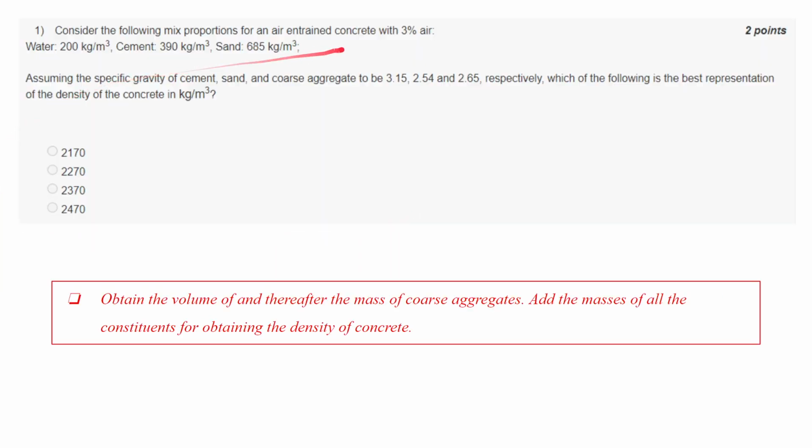Now I will briefly go through some problems, and thereafter we can end the discussion. So let us go through them. Let us consider this problem.